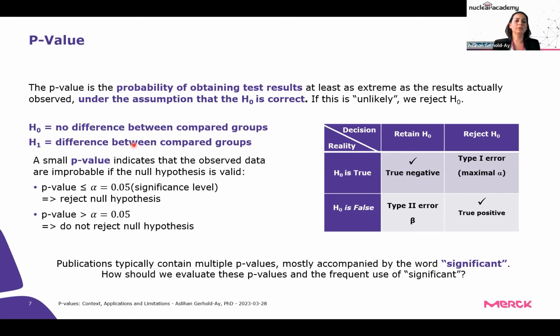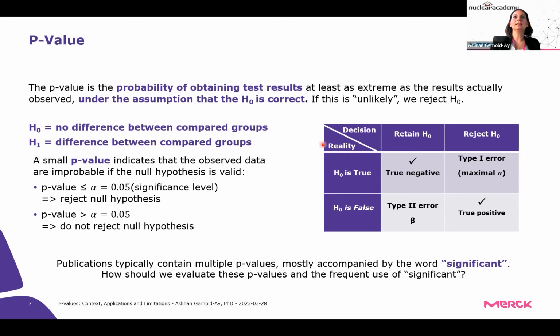So the p-value is the probability of obtaining test results at least as extreme as the result actually observed, under the assumption that the null hypothesis is correct. If this is unlikely, then we reject the null hypothesis. That's a cool statement which we can read everywhere, but in the end we need to understand what's happening here. Therefore, let's look very quickly at the cross table. In the end, what we have is reality.